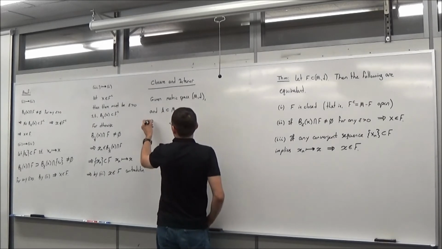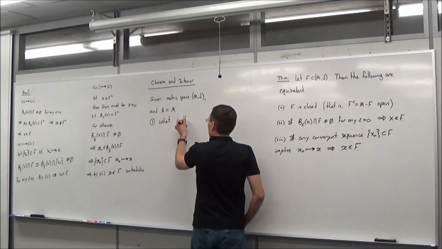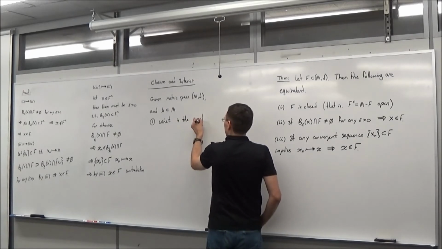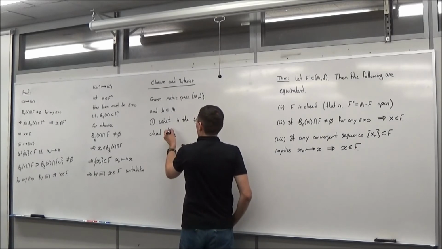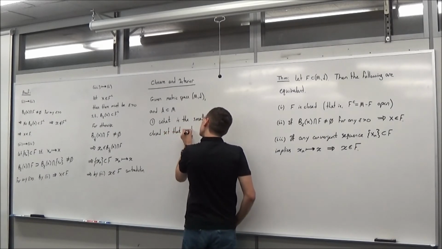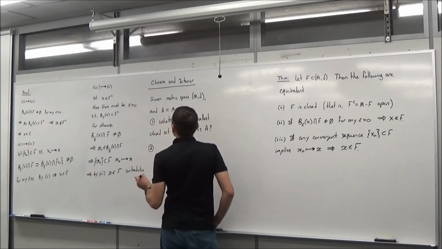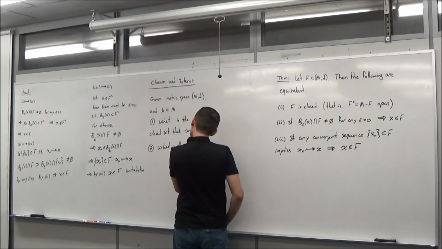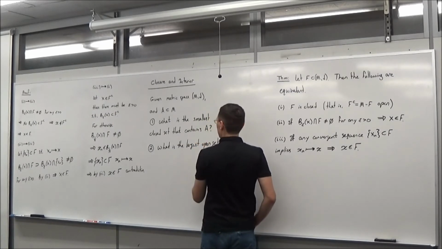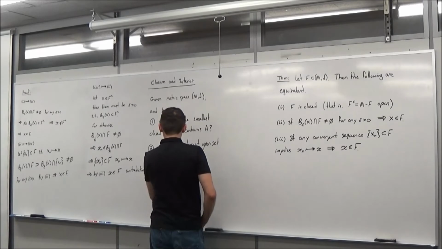The first question I have is: what is the smallest closed set that contains A? So that's one question. A second question is: what is the largest open set contained in A? So that's what we consider now.